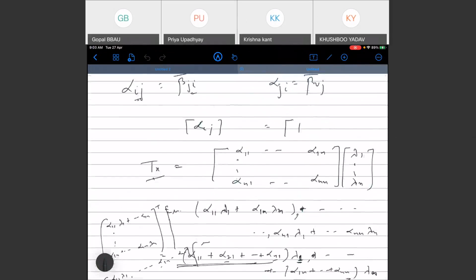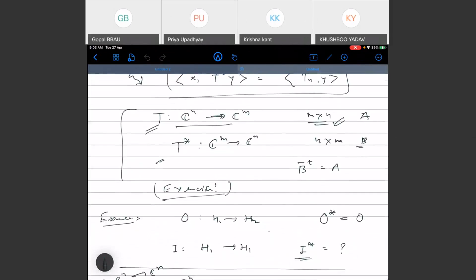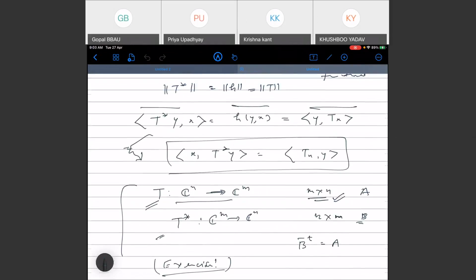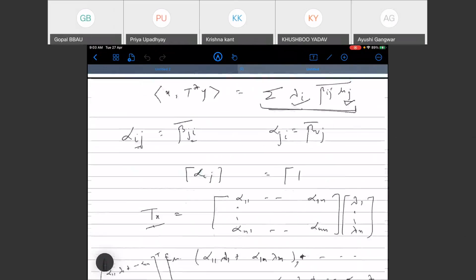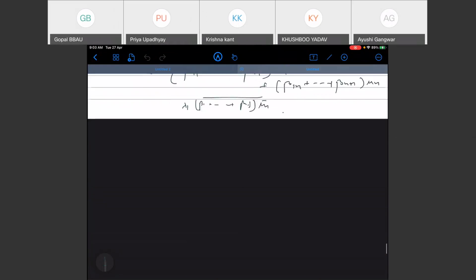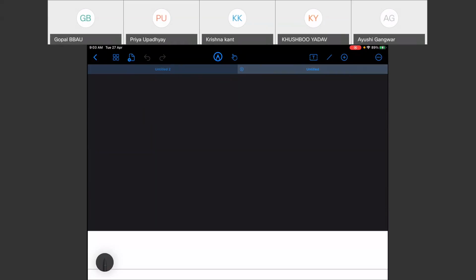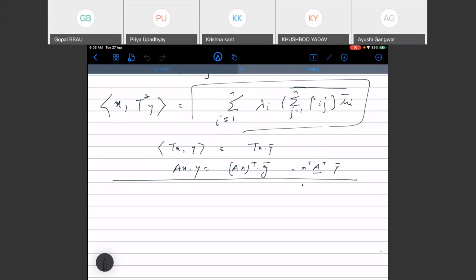So yesterday we were doing adjoint, Hilbert adjoint operator. At the end, what we saw, what happened? So we saw that the adjoint operator of a matrix is its transpose. Okay, so let us see this again.